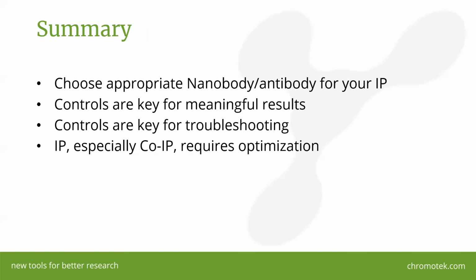So I would like to summarize now the troubleshooting of this online training. Very important, choose an appropriate nanobody or antibody for your immunoprecipitation. Proper controls are really essential for meaningful results, and controls are really important if you would like to do proper troubleshooting. Immunoprecipitation, especially co-immunoprecipitation, requires a lot of optimization and is not always easy.